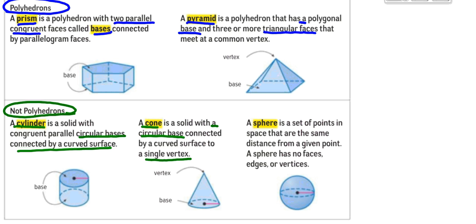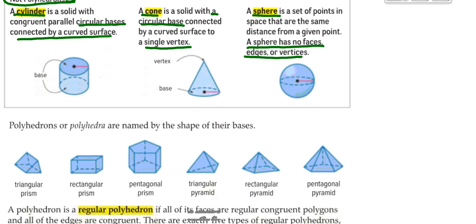And then a sphere is the set of all points in space that are equally distant from a given point. So a circle is on a flat surface, everything that's equidistant from a given point. But a sphere is the set of points in space that are the same distance from the given point. And a sphere has no faces, edges, or vertices. So we can't really name any of those things. We can just name the sphere, sometimes by its center.